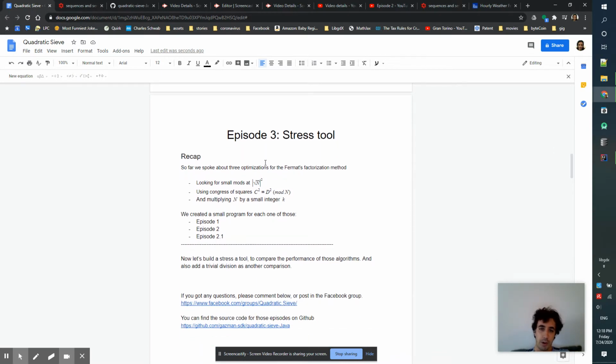In episode 3, we're going to talk about a stress tool. So far we spoke about tree optimization for the Fermat factorization method. We look at small modes at square n power 2, and then we use a congress of squares to increase the values that we are examining to not only look at the difference of squares, but also their multiplications. And finally, we examine the possibility of multiplying n by a small integer k before squaring it.